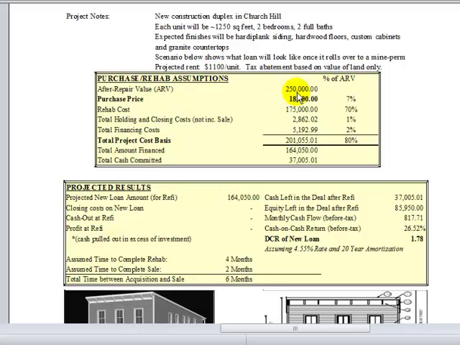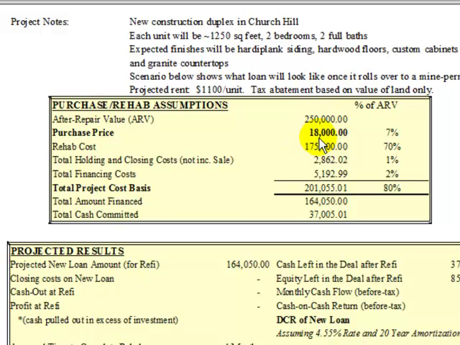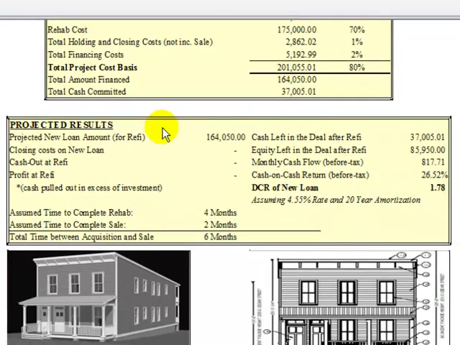So here's what I'm showing him. After repair value is $250,000. Purchase price is 18. Rehab costs, holding and closing costs, projected financing costs. My total cost basis in the project will be 80% of after repair value. I'm shooting for a loan of $164,000 and I'm committing a total of $37,000 in cash to this deal, right?